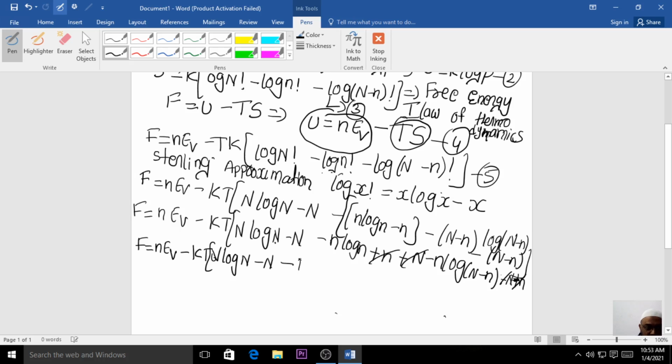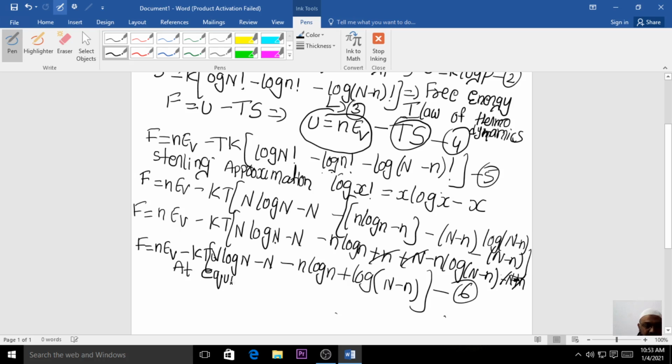So what is remaining here? Minus n log n, and this minus is going inside, right? So what will be remaining here is plus log of capital N minus small n. So this is the term that has been removed from capital N small n. Let us consider this as equation number 6. Now at equilibrium, we will just discuss this.